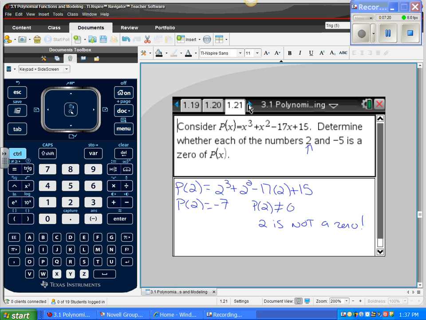Now the other one we wanted to try is -5. So p of -5 equals -5 cubed plus -5 squared minus 17 times -5 plus 15. So again, if I plug it in and it equals 0, it's a zero. If it doesn't, it's not. Okay? And when we plug that in, we do get a 0, which means that -5 is a zero of p of x. Okay? It's that simple to use.